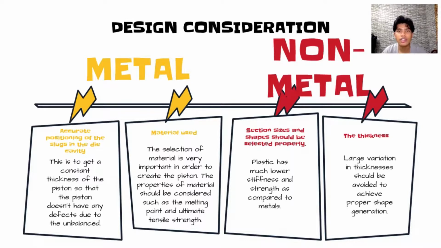After that, material use. The selection of material is very important in order to create the piston. The properties of the material should be considered, such as the melting point and ultimate tensile strength.